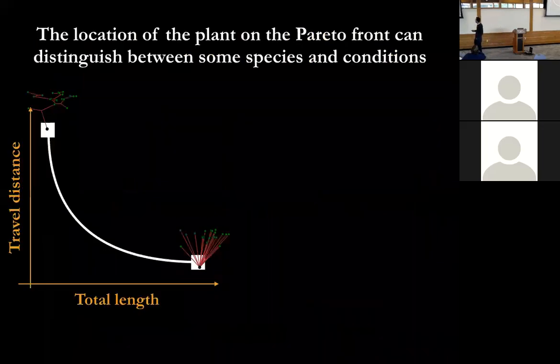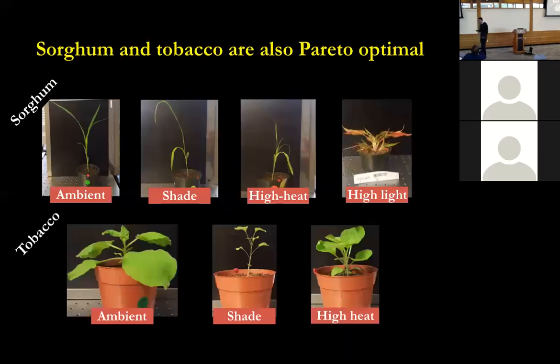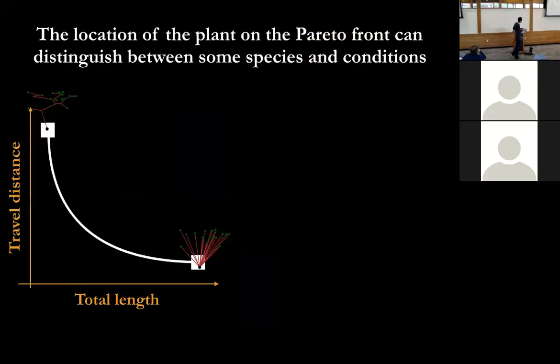The other thing that was interesting was, okay, they're lying on this curve, but is there any logic or any systematic order to where they fall on this curve? The idea here was that we have this curve that we've shown, and what we found was that the location of the plant on this curve was actually an interesting measure of what kind of optimization the plant is trying to do.